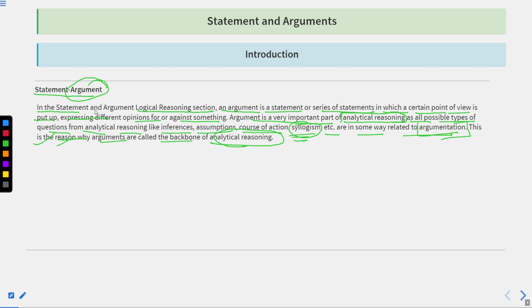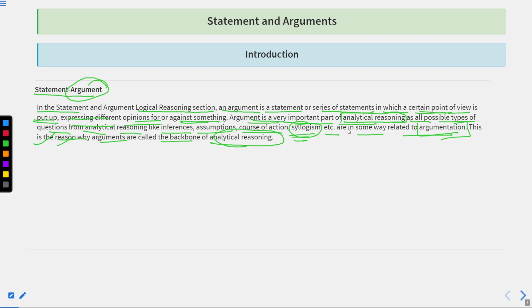Okay, so in statement and argument, logical reasoning section, an argument is a statement or a series of statements in which a certain point of view is put up, expressing different opinions, options, or for something new. Argumentation is a very important part of analytical reasoning.